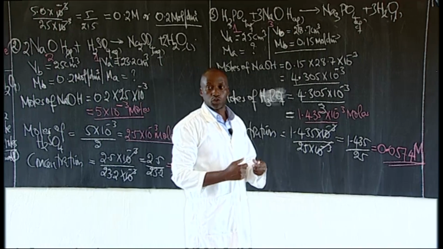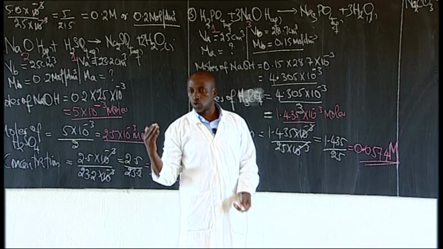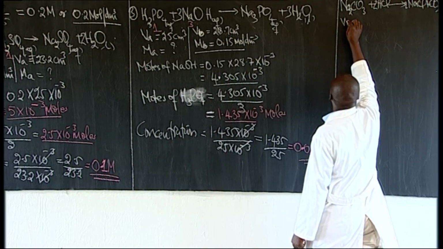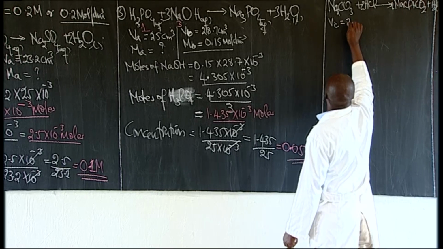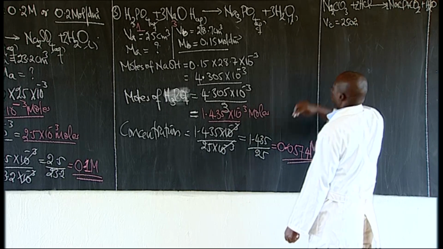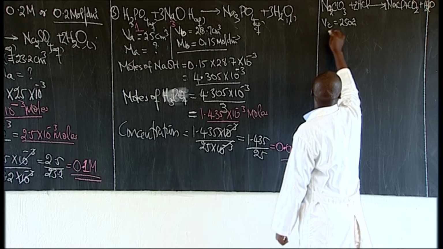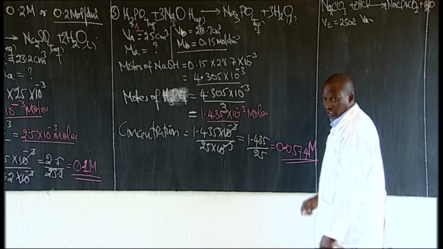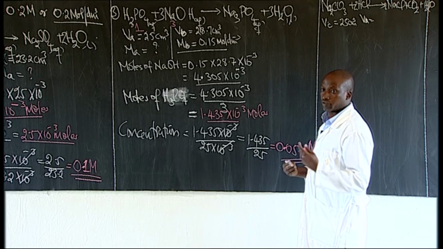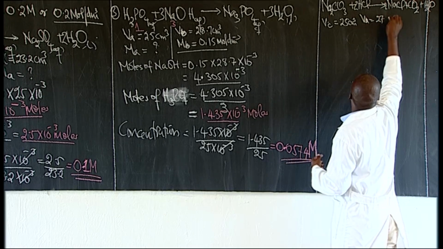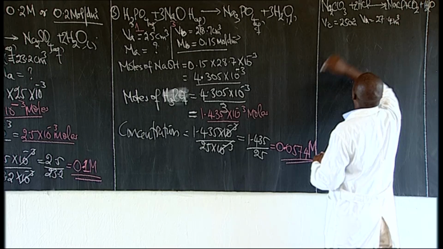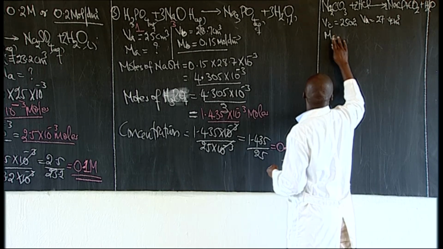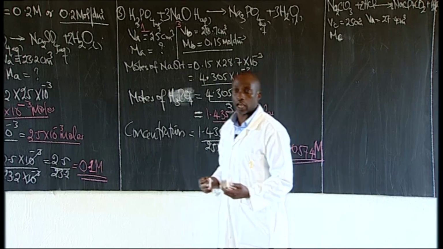25 of this solution was titrated against 0.1 molar sulfuric acid. So we have the volume of the carbonate, which is 25 cubic centimeters. You have the volume of the acid, which is indicated as 27.4 cubic centimeters. What is the molarity of the carbonate? Because that is what we are looking for.